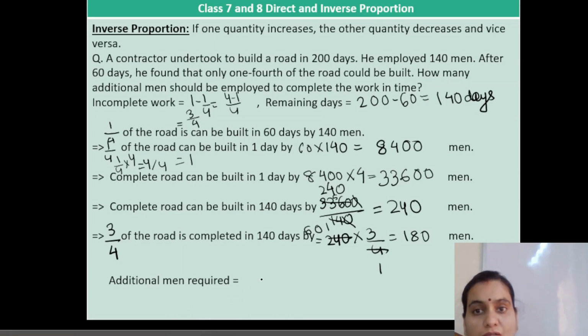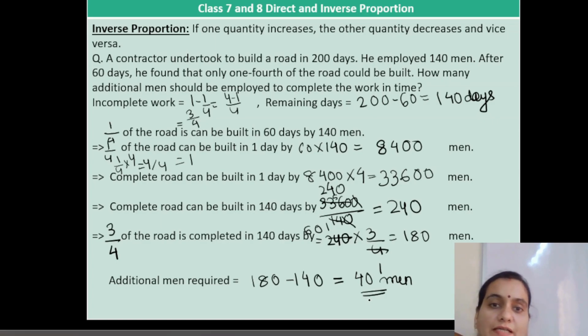Additional men required will be, already we have got 140 men. So how many additional men will be required? We have to find out by subtracting 140 from 180. So 180 minus 140 is 40. So additional men required will be 40. 40 more men need to be employed so that the entire road gets completed, not the entire road, but the 3/4 of the road which is left is completed in 140 days.